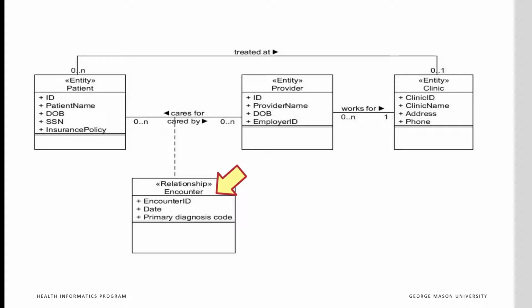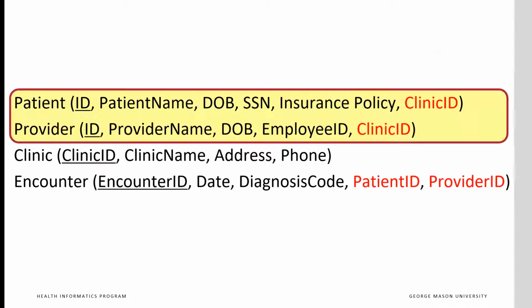We also need a relational table or an association table, here called encounter. It has an ID, date, and diagnosis code. To make this scheme work, we need to also introduce various relationships among these tables by introducing foreign keys. The clinic ID is added as a foreign key to the patient and provider ID, as these are one-to-many relationships and do not require additional association tables.